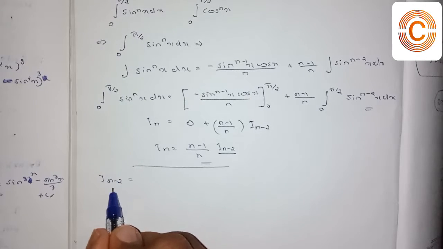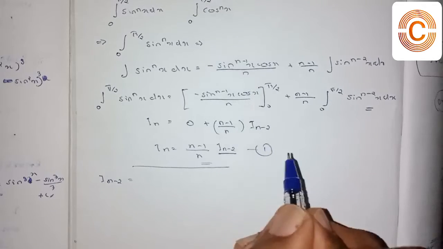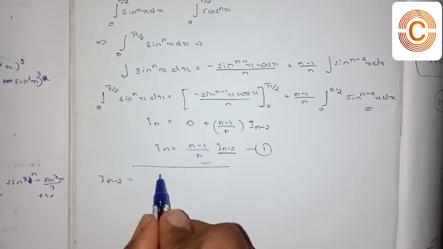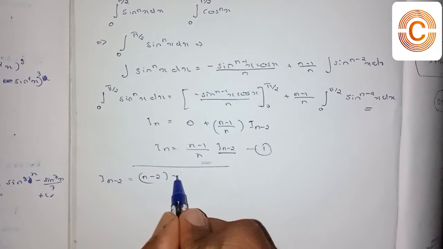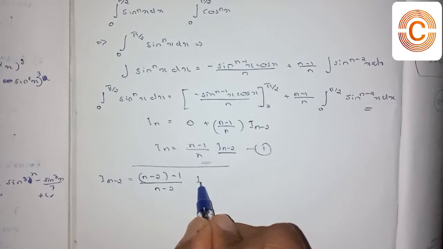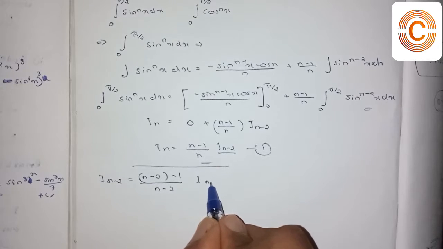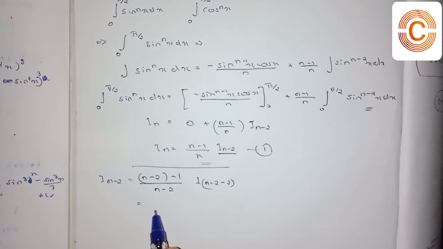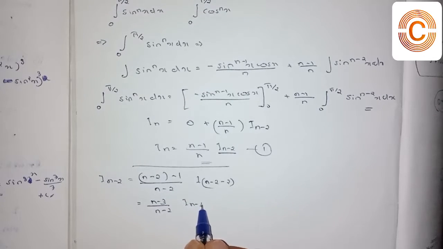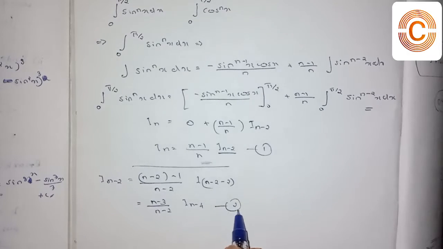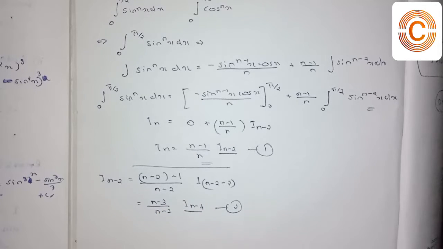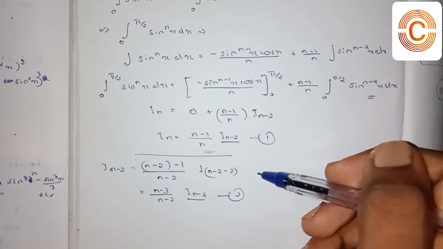I_(n-2) means we put the n minus 2 value in equation number 1. When n is replaced by n minus 2, the formula changes: I_(n-2) is equal to (n minus 2 minus 1) divided by (n minus 2) into I_(n-2-2). Then we get the answer (n minus 3) divided by (n minus 2) into I_(n-4). In the next step, from equation number 2, find the solution for I_(n-4). Likewise we get a repeated chain, and finally we get different types of repeating formulas.